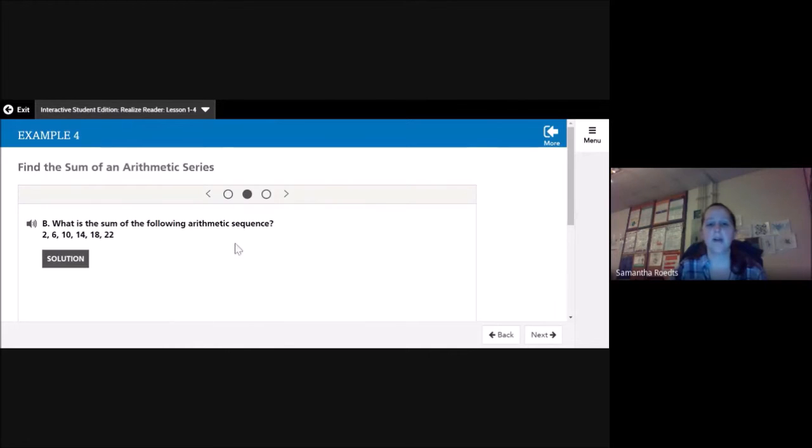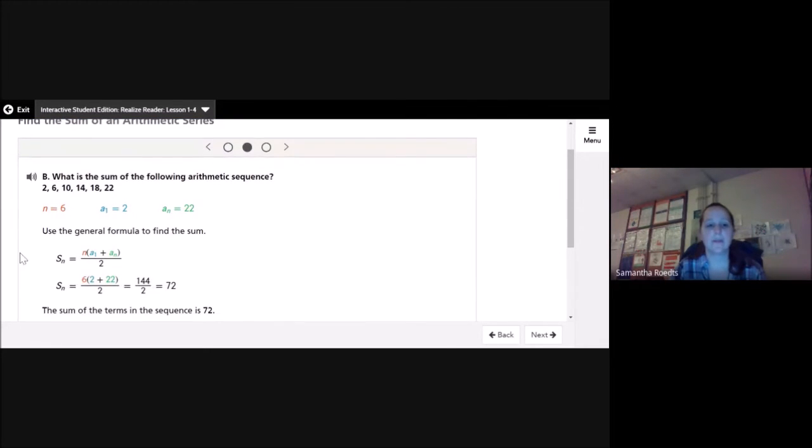So what is the sum of the following arithmetic sequence? 2, 6, 10, 14, 18, 22. My n is 6. There's 6 numbers: 1, 2, 3, 4, 5, 6. Okay. A sub 1 is 2. A sub n is 22. So use the general formula to find the sum. S sub n equals n times a sub 1 plus a sub n, over 2. Okay. So 6 times 2 plus 22 over 2 equals 144 over 2, or 72. So the sum of the terms in the sequence is 72.